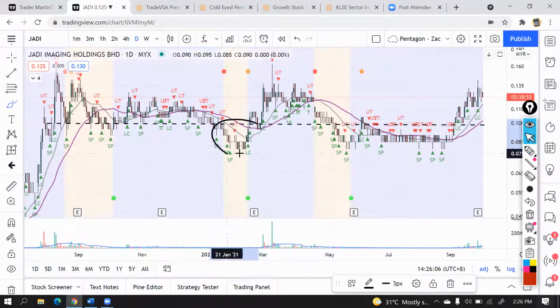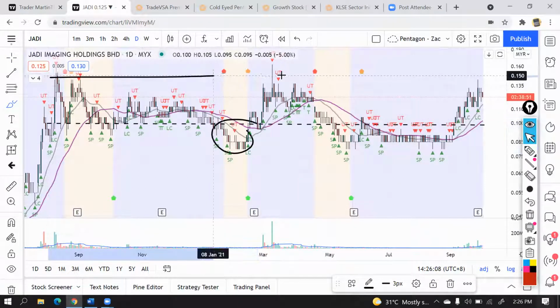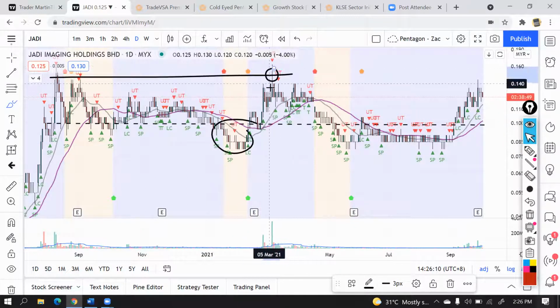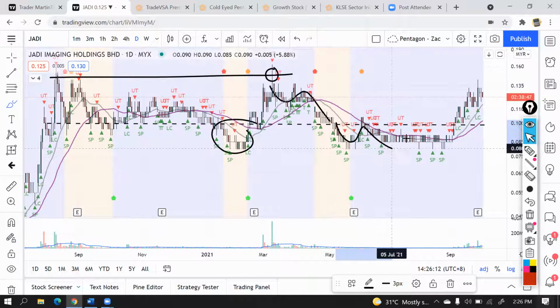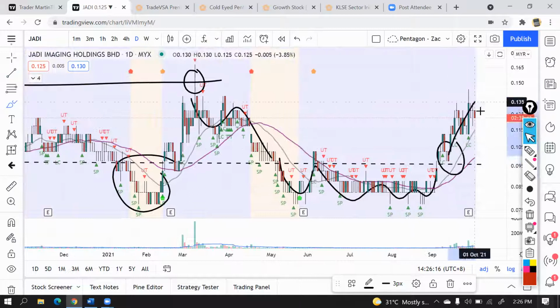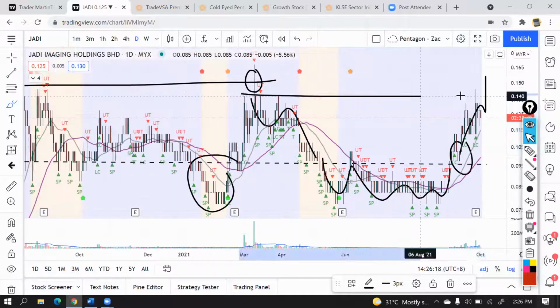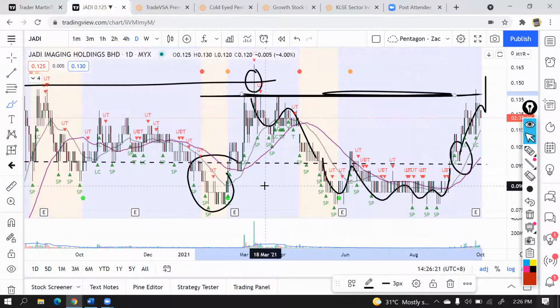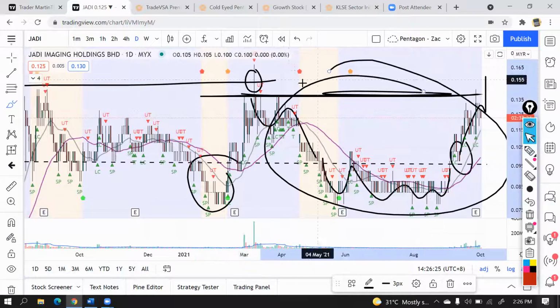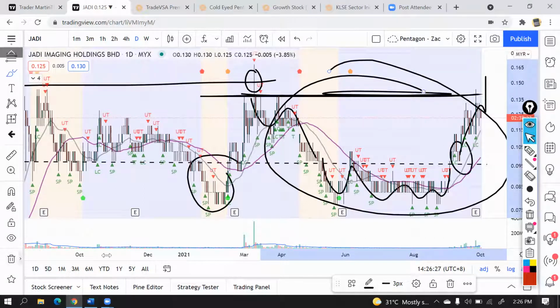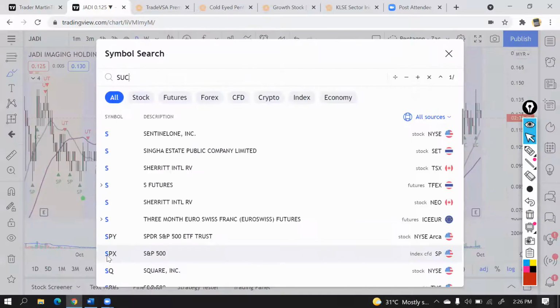We've got one round. They try resistance, UT. They drop another round. Complete with a successful test, and now it seems like they are heading to this resistance. So I think SCG is kind of similar to Jadi. Okay, let's go to success.